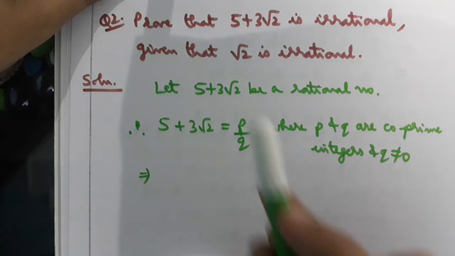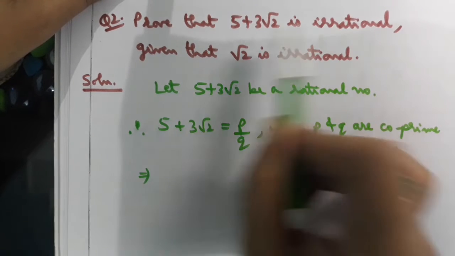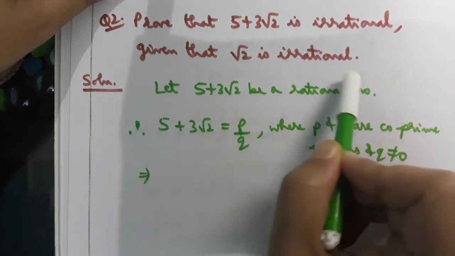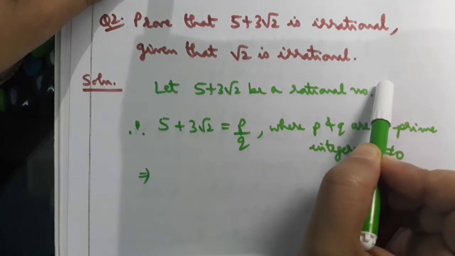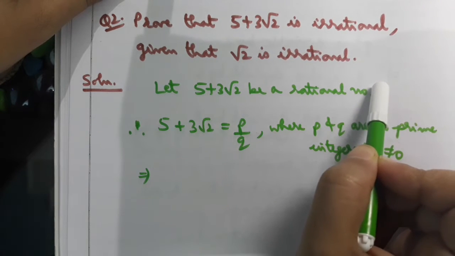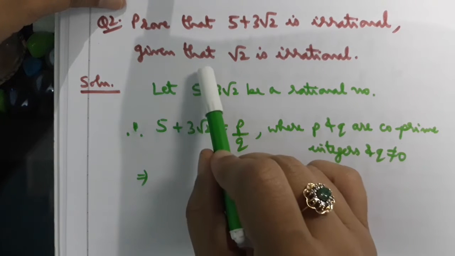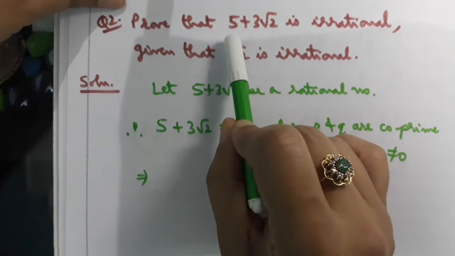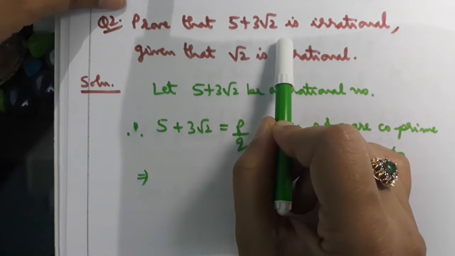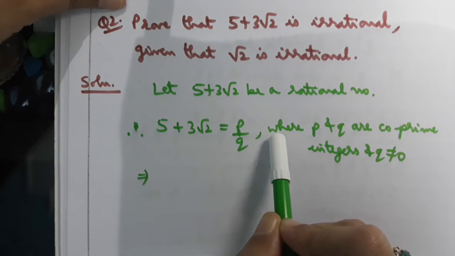Now let us solve this question. Prove that 5 plus 3 root 2 is irrational given that root 2 is irrational. This type of a question comes in boards. Last year also it came in boards. Definitely the digits were different. So over here we will not prove that root 2 is irrational. We will only prove that 5 plus 3 root 2 is irrational. Now we will again prove this by the method of contradiction.